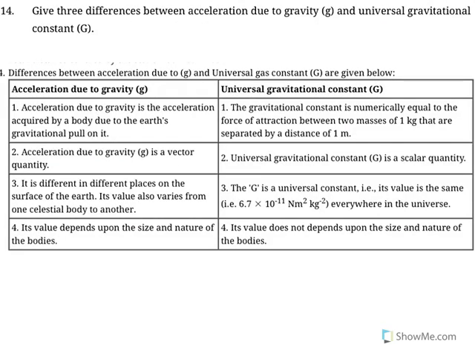Give the difference between acceleration due to gravity, small g, and universal gravitational constant, capital G. So first, acceleration due to gravity is acquired due to the Earth's gravitational pull on it. The gravitational constant is equal to the force of attraction between two masses of 1 kg separated by a distance of 1 meter. This is the definition of acceleration due to gravity and the universal gravitational constant. So the first point is the definition.